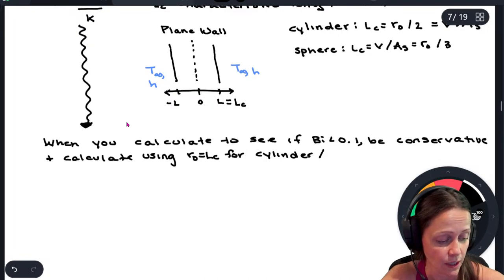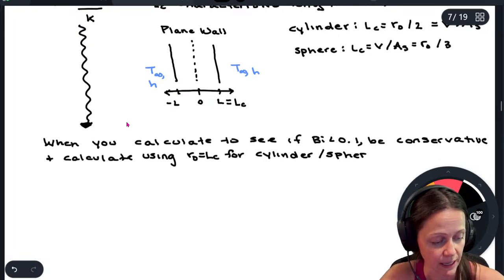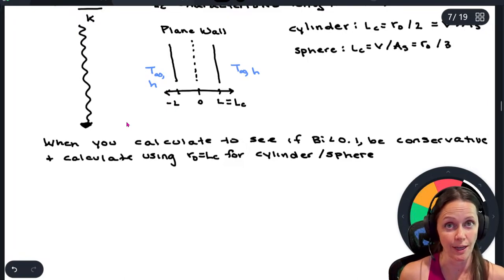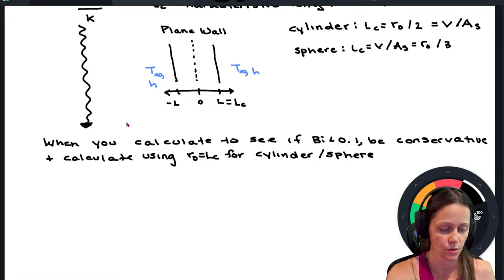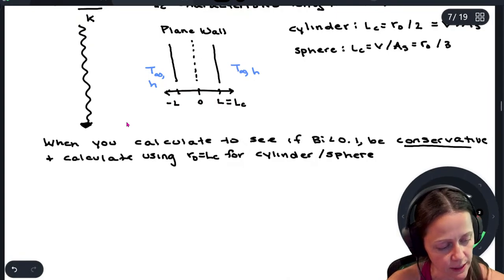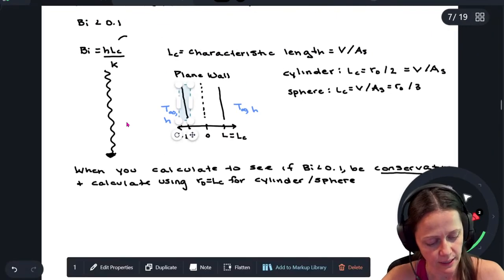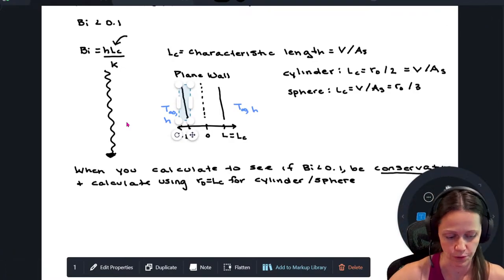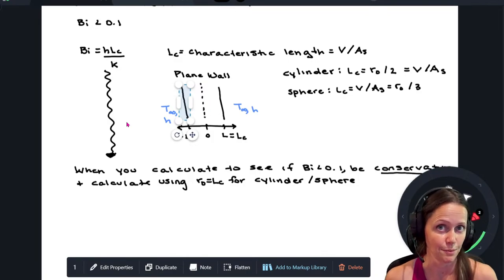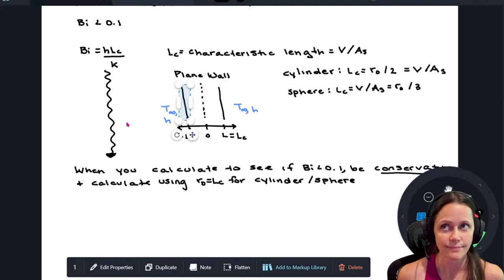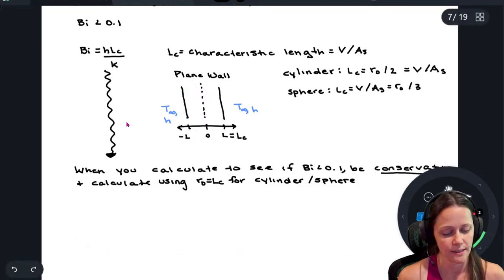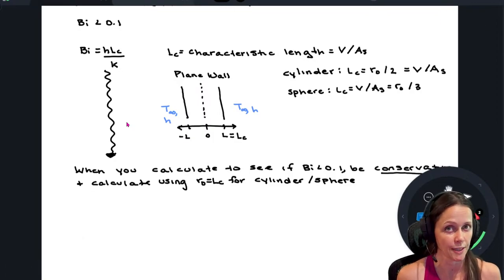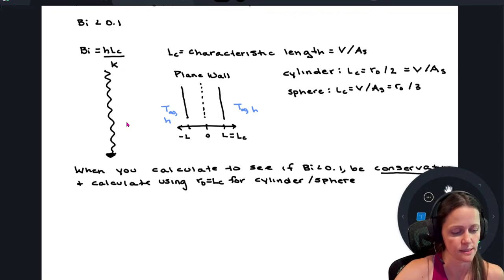And then when we actually use the equations for the lumped capacitance method, if we determine that that's okay, then we'll revert back and we'll use the R0 over 2 or R0 over 3. But you can see that if I use R0 as opposed to R0 over 2 or R0 over 3, then I know that temperature or spatial effects really can be ignored without a huge error involved in my analysis.